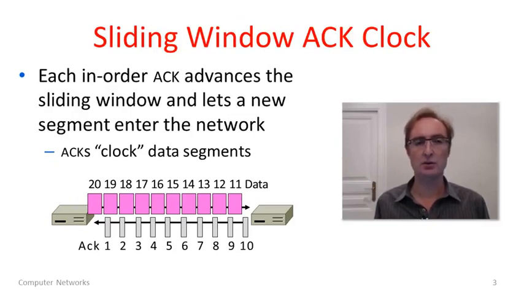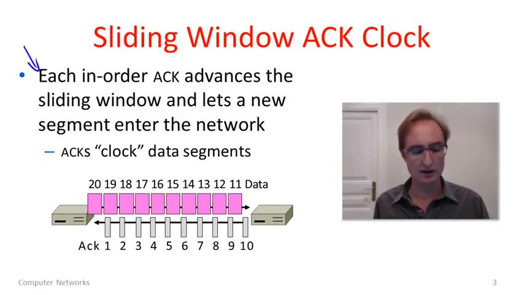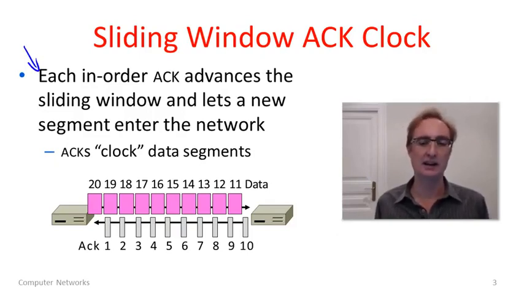First of all, just recall the basic features of a sliding window, and you'll see what I mean by an ACK clock. In a sliding window, every time we get the next ACK, normally this is the next in-order ACK, it advances the sliding window and allows for a new packet, or a new segment, to be sent into the network. So in effect, the ACKs are clocking out the data segments. This is what we mean by an ACK clock.